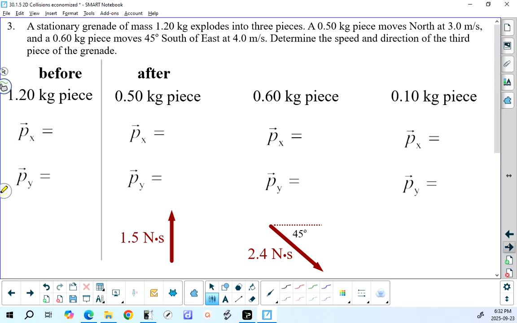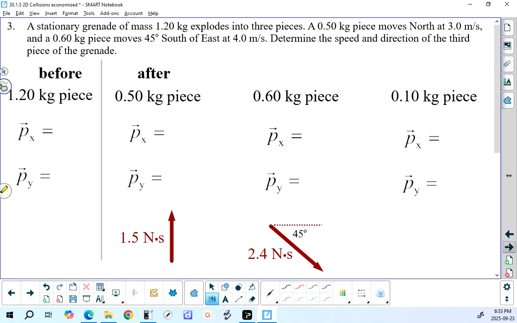You have a stationary grenade which has a mass of 1.2 kilograms and it explodes into 3 pieces. So somebody has pulled the pin on this grenade, put it on the ground and run. Because it's not moving to begin with. Or maybe they didn't put it on the ground, maybe they dropped it and it fell on the ground. So we have that 1.2 kilogram piece, which is a grenade, sitting there to begin with, not moving.